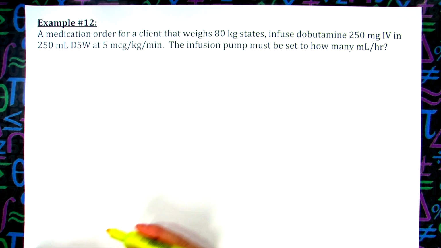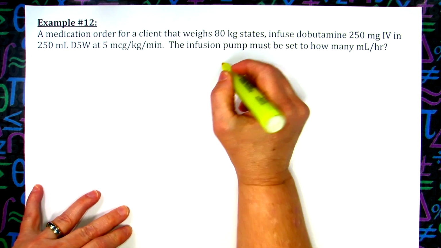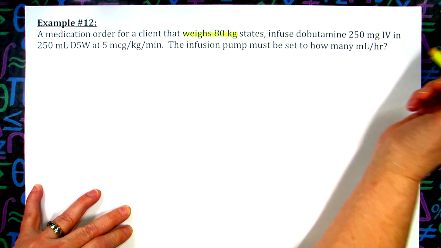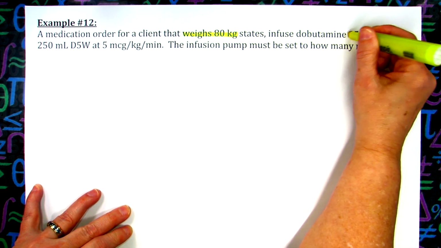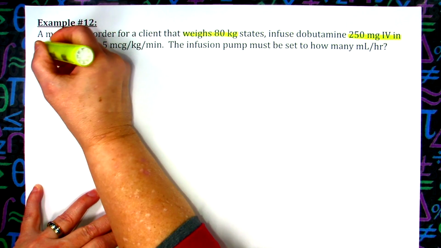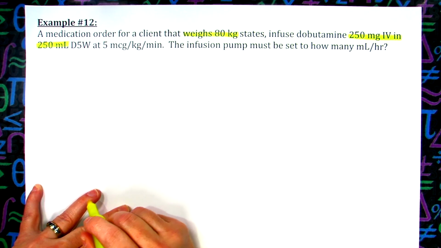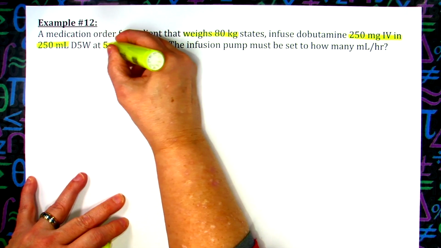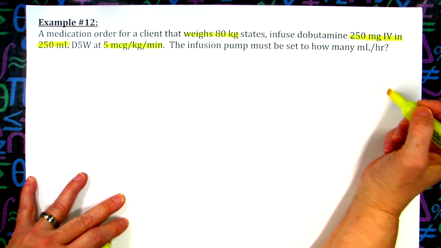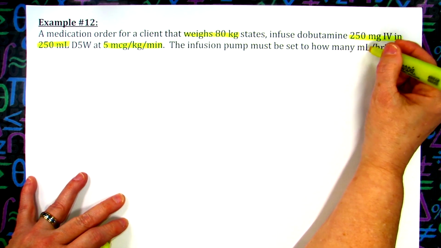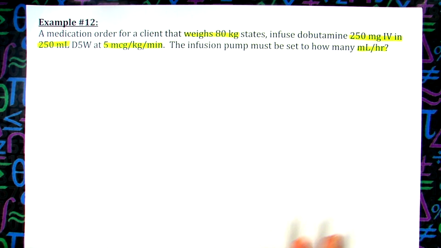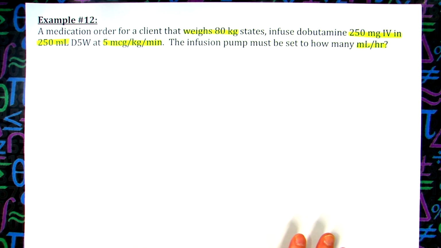I am going to go through and highlight the important parts here. All right, patient weighs 80 kilograms. We're supposed to infuse that 250 milligrams IV in 250 milliliters. And we've got 5 micrograms per kilogram per minute. And just to remind ourselves what our final answer has to be in, that's milliliters per hour. So basically, those are all the important parts of the story problem.